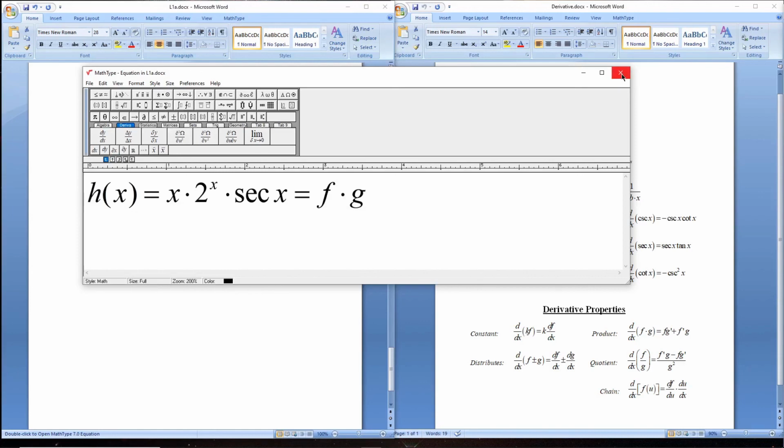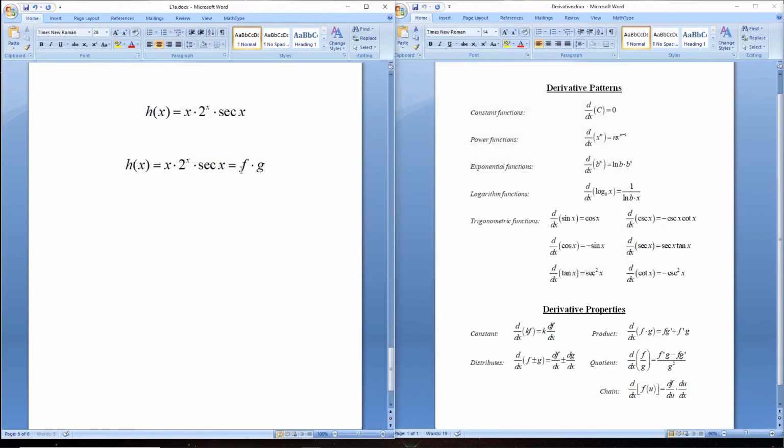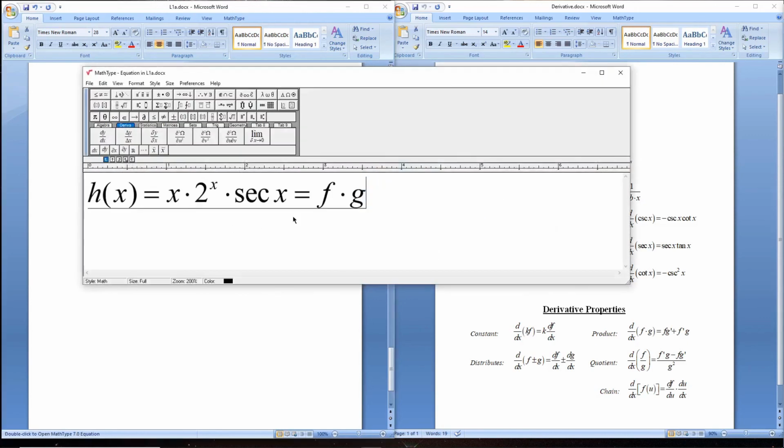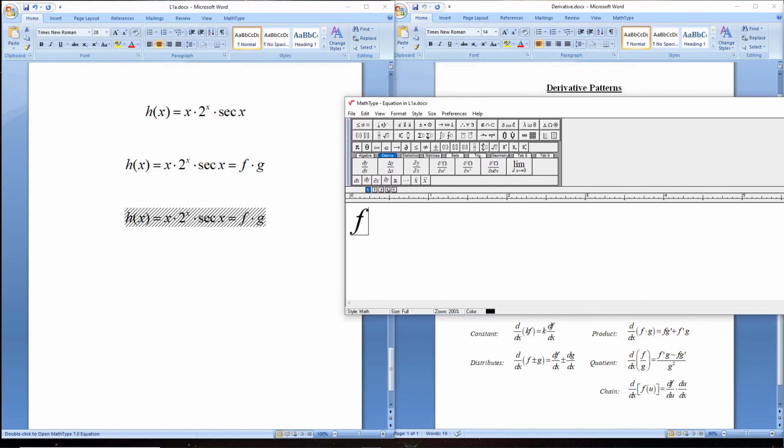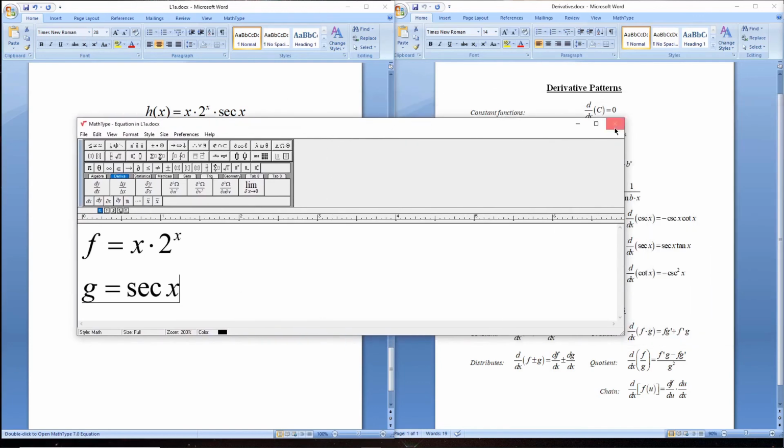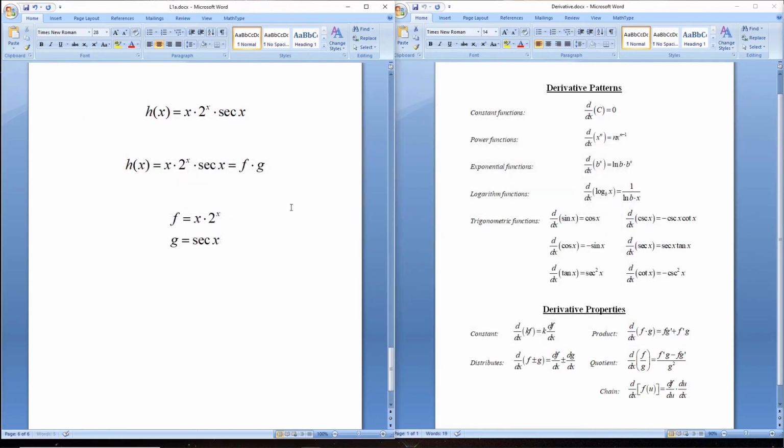Now, it's up to you on how you define f and g next. That's completely up to you. It doesn't matter how you define things, as long as you're consistent through your work, you'll be okay. But I'm going to define f in this case to be x times 2 raised to the x. And then I'm going to define g to be the secant. Now, you could have defined g to be 2x secant. You could have done that.